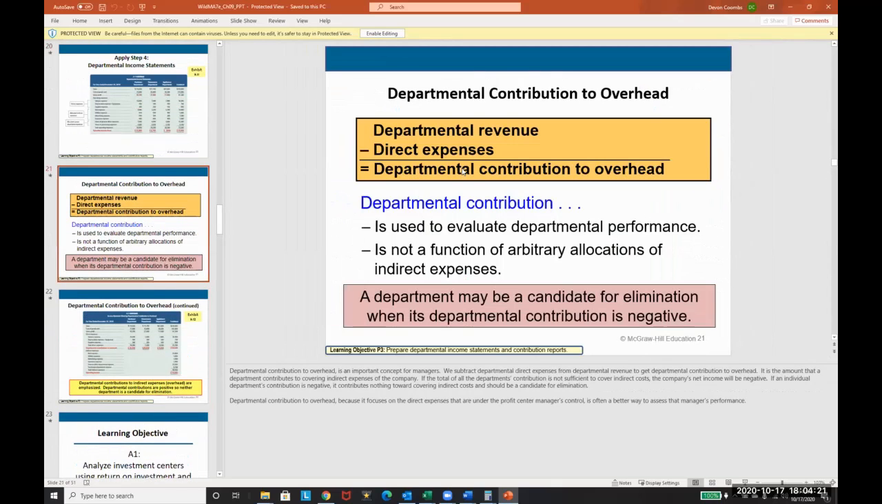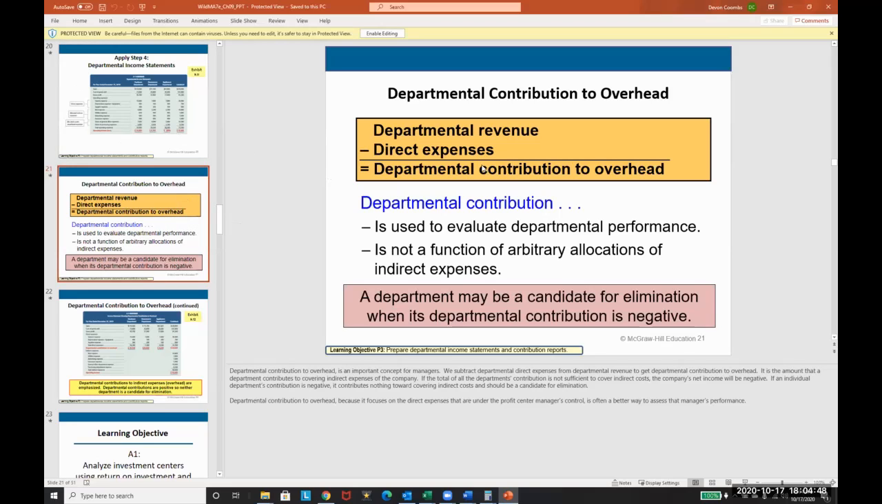And then we have to figure out our departmental contribution to overhead. So we generally say departmental revenue minus direct expenses is equal to our departmental contribution to overhead. So memorize this formula. This is the formula for departmental contribution to overhead. It's used to evaluate a department's performance, and it is not a function of arbitrary allocations or indirect expenses. We're just looking at department revenue minus direct expenses.